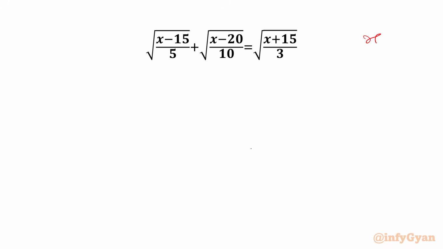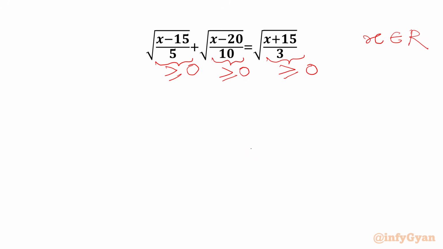Solve one very interesting question from radical equations for the real values of x. So let's get started. We know that for x to be real, our radicands must be non-negative. So we can write (x minus 15) over 5 should be greater than or equal to 0. Similarly (x minus 20) over 10 should be greater than or equal to 0. And (x plus 15) over 3 should be greater than or equal to 0.